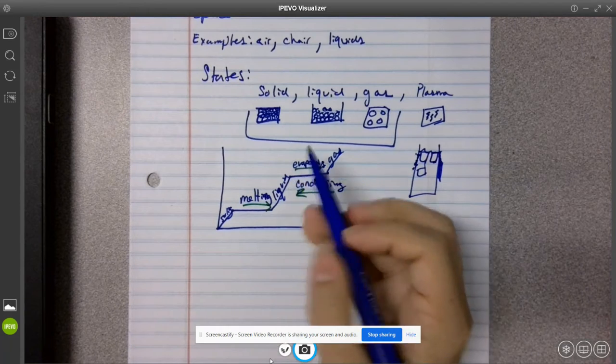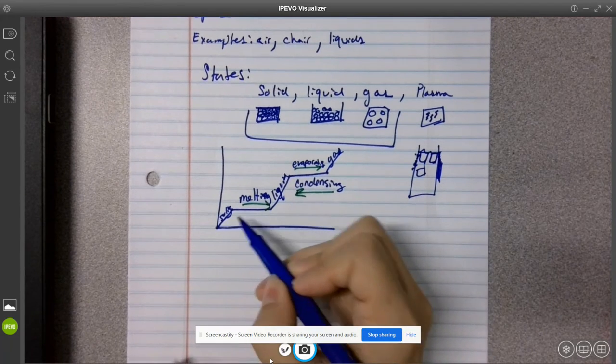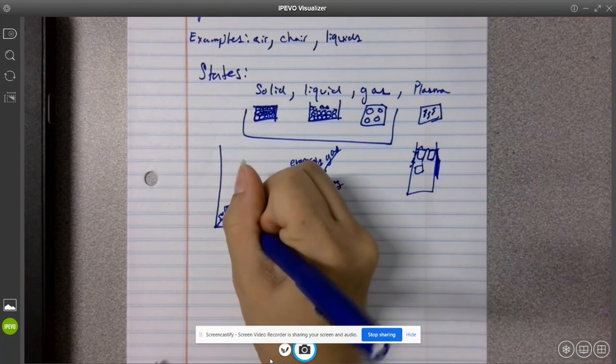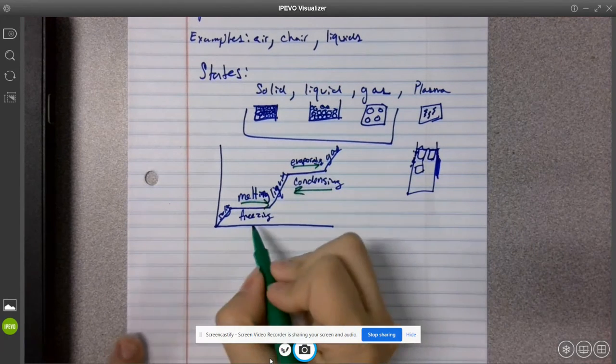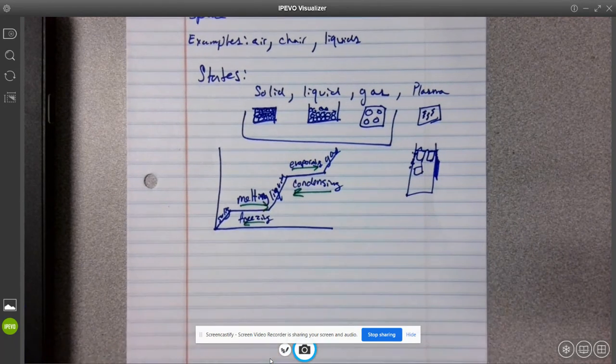If we're going from a liquid to a solid, that would be referred to as freezing. So this would be our transitions between solids, liquids, and gases.